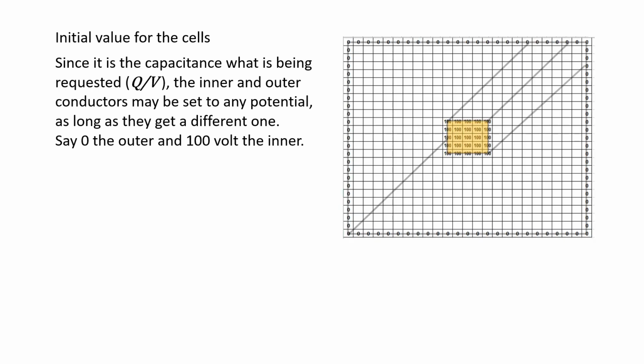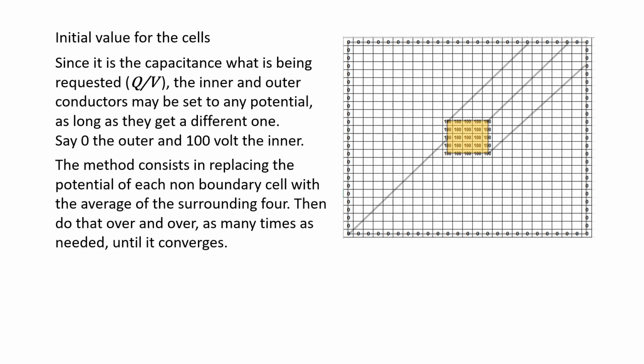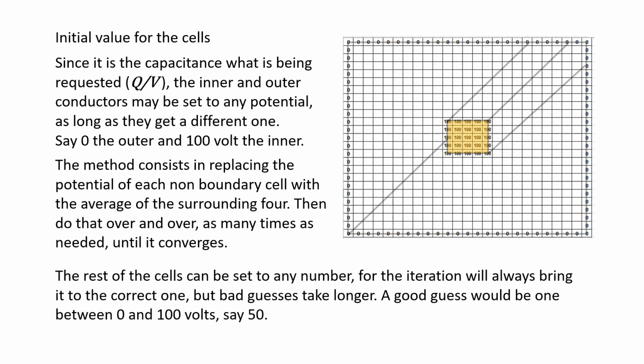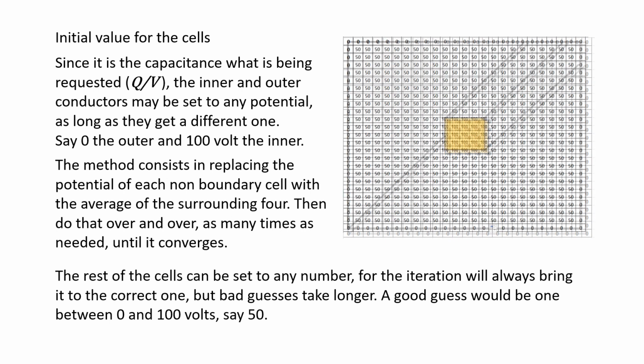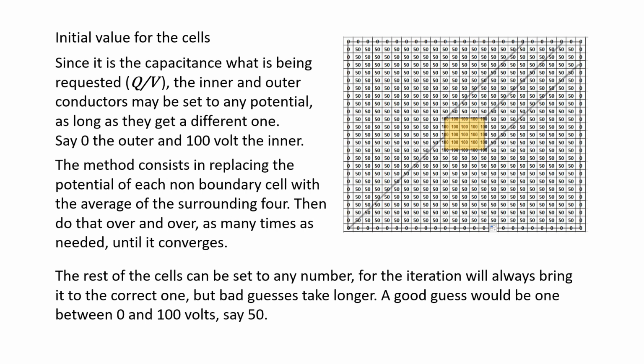Say we set the outer conductor to 0 and the inner one to 100 volts. The method consists in replacing the potential of any non-boundary cell with the average of its surrounding 4. Then do that over and over as many times as needed until it converges. Unthinkable without computers, right? The rest of the cells can be set to any number. For the iteration, we'll always bring it to the correct one, but bad guesses take longer. A good guess would be one between 0 and 100, say 50. Good. We are now ready for Excel.